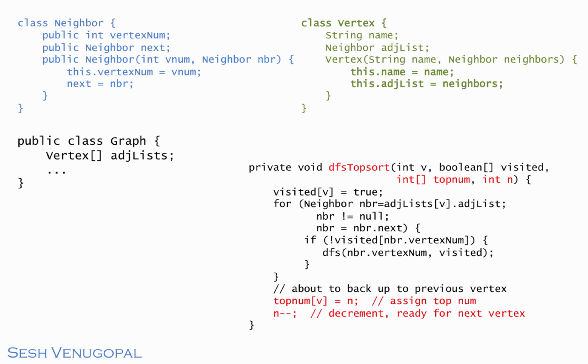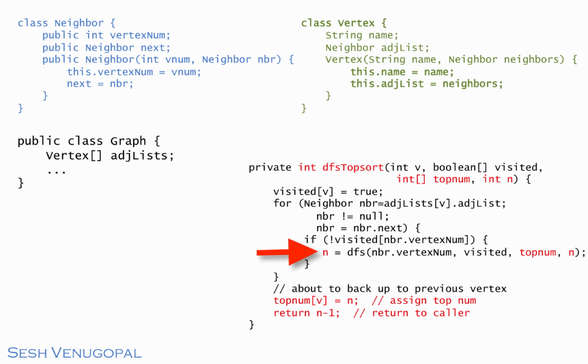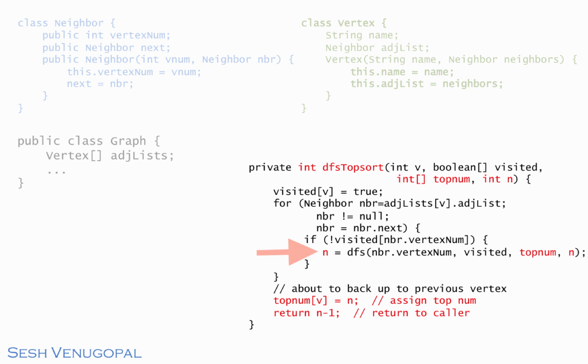Since n becomes a local variable, any change to it can only be communicated to the calling method via a return value. And instead of first decrementing then returning, we may as well just return n-1 in one shot. One other thing we need to do is change the recursive call to send in topnum and n as parameters, and hold on to whatever n comes back after the recursive call has finished numbering all vertices it can reach. It may have struck you that the returning n is not necessarily just one less than the n we sent in. Let's walk through an example to clarify.